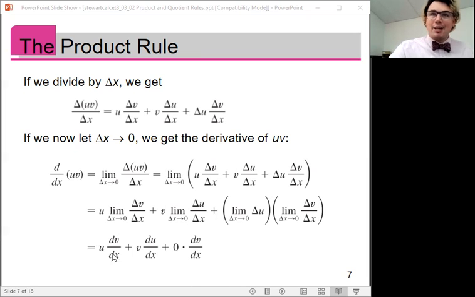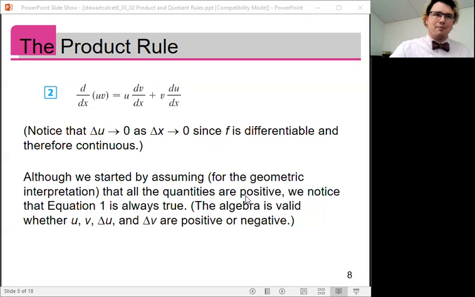So this calculation with the limits, even though I don't have the formulas for these functions, tells me that d on dx applied to the product of u times v should be u times the derivative of v plus v times the derivative of u. Here we are again.